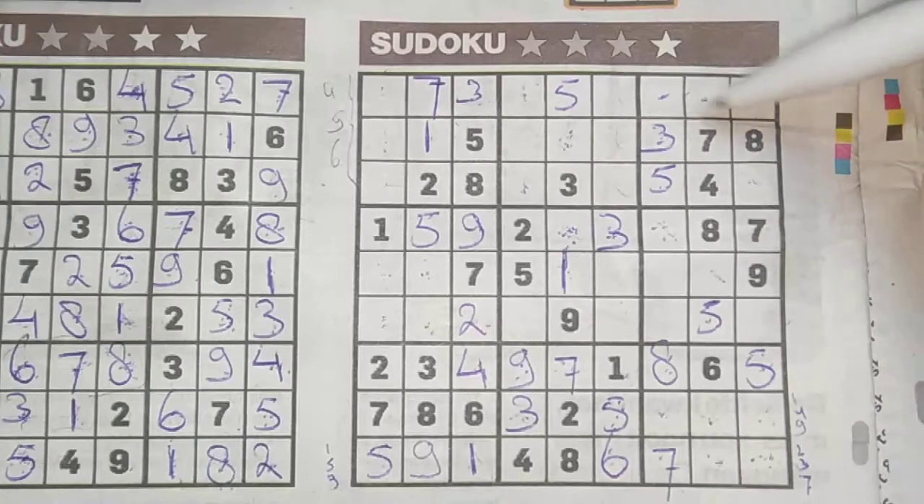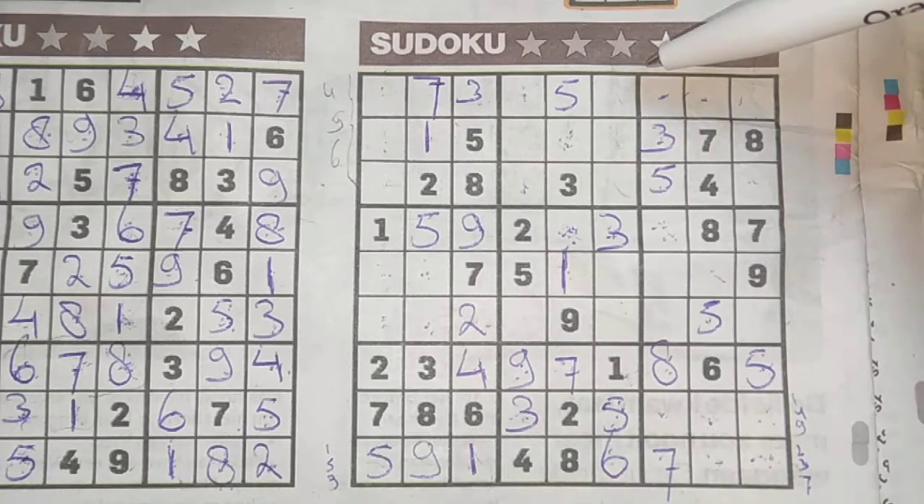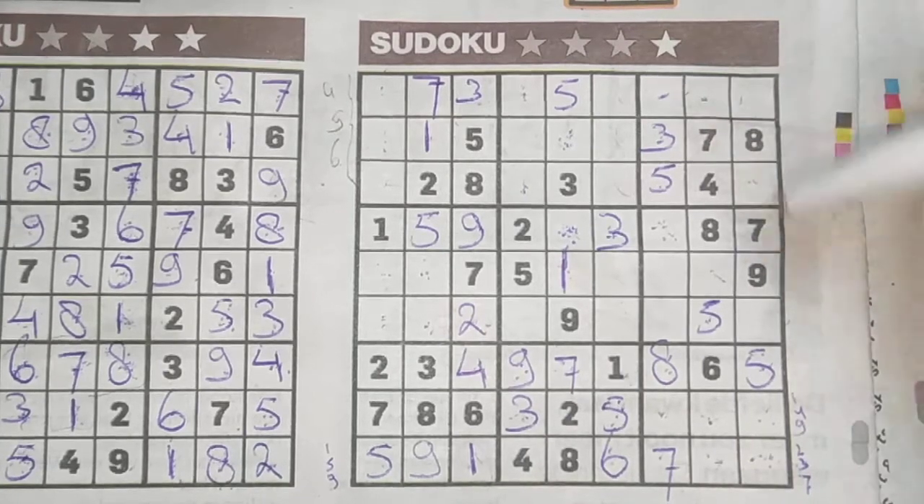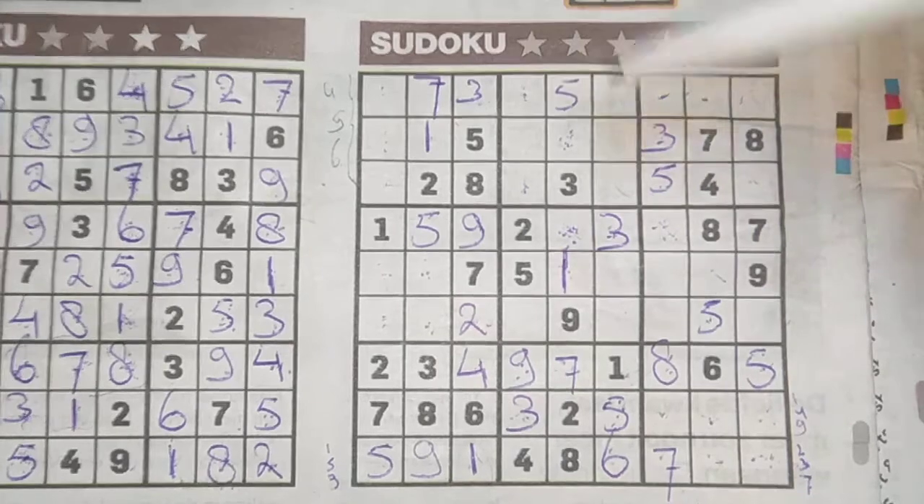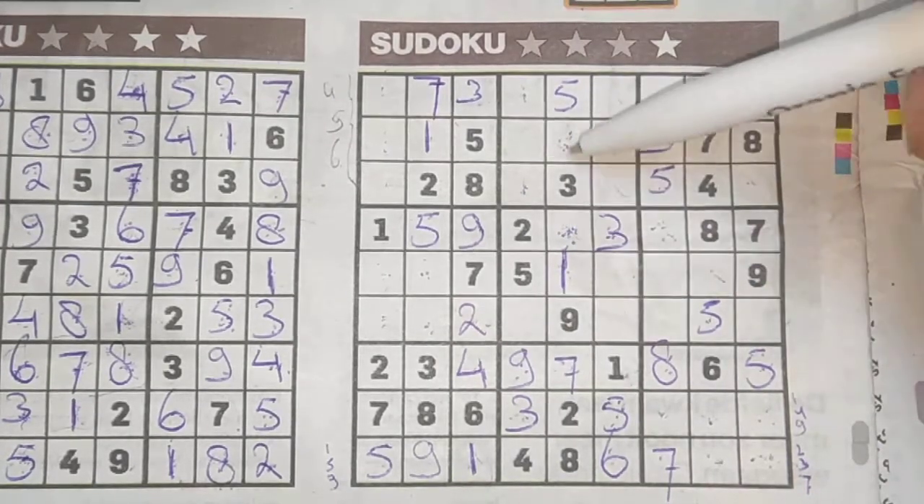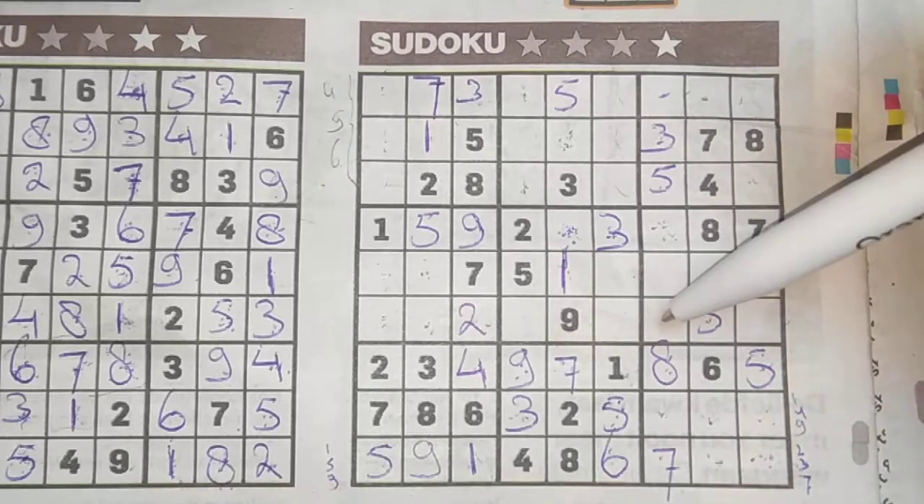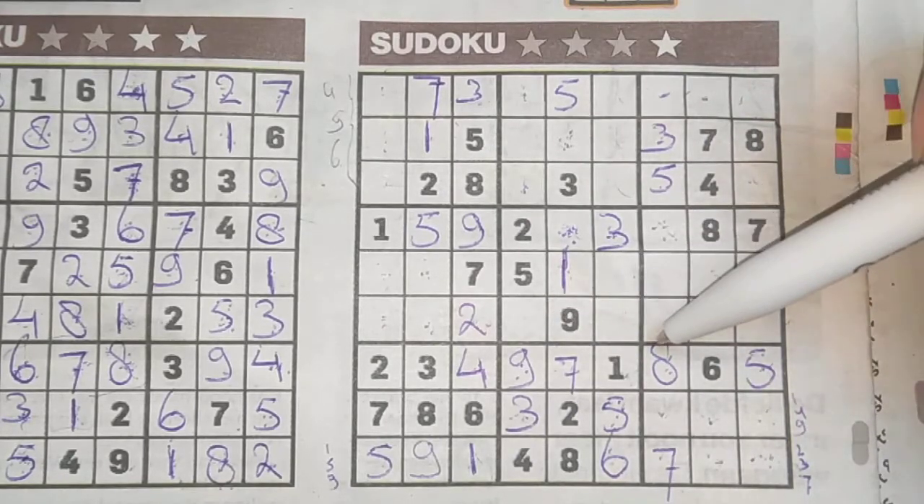In this row, wrong strategy. Let me see. I need a 6 somewhere. 6 and 4, and 8, and the 7 are missing. The 8 and the 7.